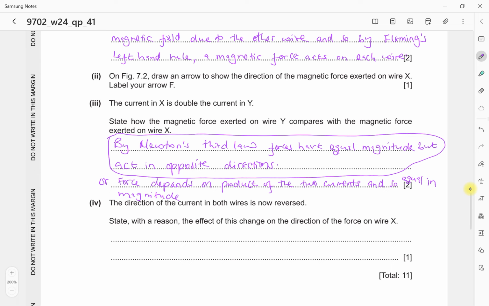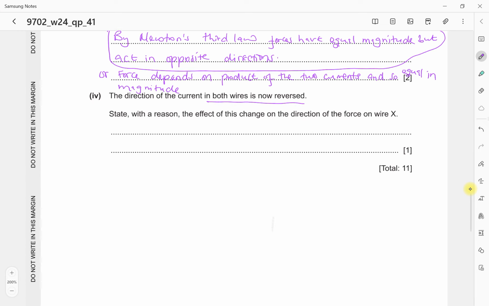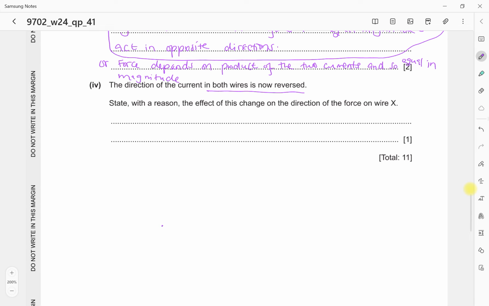The direction of the current in both wires is now reversed. State with reason the effect of this change on the direction of the force on the wire. Now the direction of the force only depends on whether the currents are in the same direction or in opposite directions. If the direction of current in both wires is now reversed, let's say it is now both out of the page.